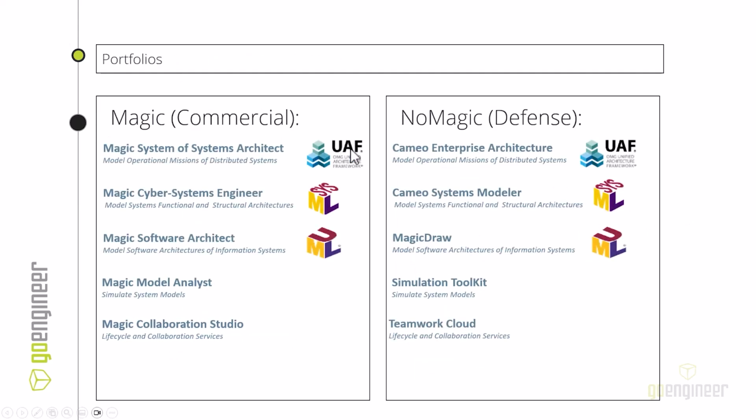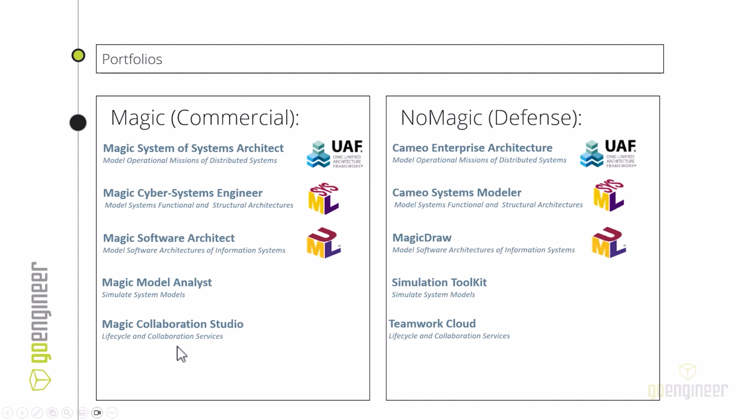So one thing I do want to address is the different portfolios. A lot of people know Cameo, and I just want to address that so that everyone can really understand that there are really 2 portfolios that you're working with. Magic, which is on the commercial side, and then you have No Magic, which is on the defense side. The software is really the same. There is just a different bundling of the plugins that are available, as well as different naming.